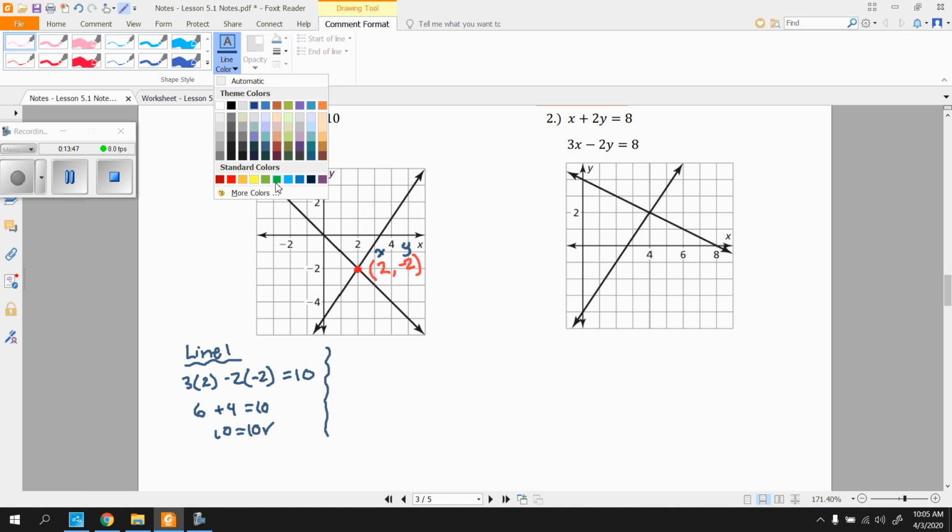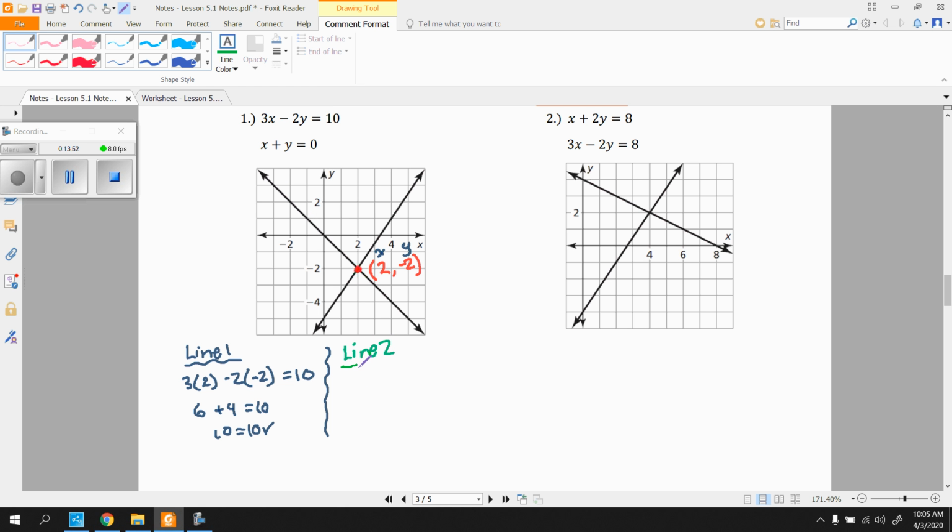Second one, let's change color here. Line 2. x, we're just going straight up x, 2 plus my y, which is -2, and we should be getting 0. So in one like this, I'm only going to have 2 lines of work. 2 plus -2, there's nothing else to simplify here. 2 plus -2, or 2 minus 2 is 0, equals 0. It checks out. My solution is right here, 2, -2.